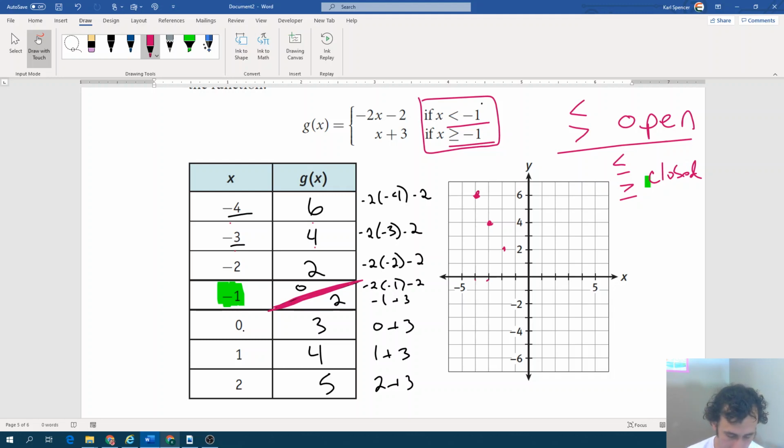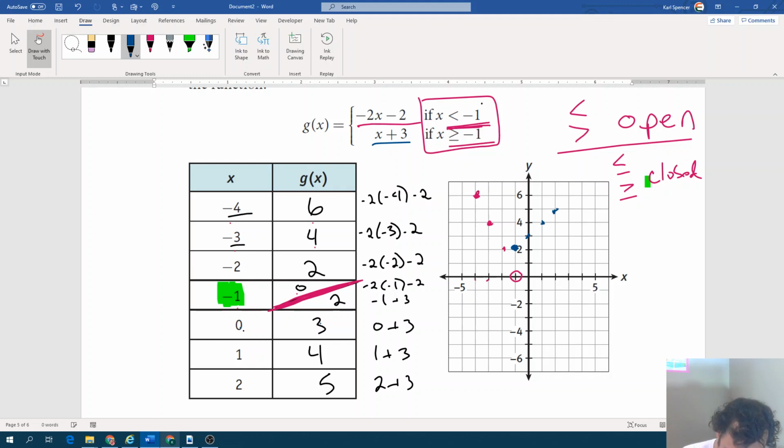So we're going to use the point negative 1, 0. Because that was just a less than, that's going to be an open dot at negative 1, 0. Then negative 1, 2 is going to get the closed dot. So now I'm going to continue graphing my points, because now we're on that second equation: 0, 3, 1, 4, 2, 5.